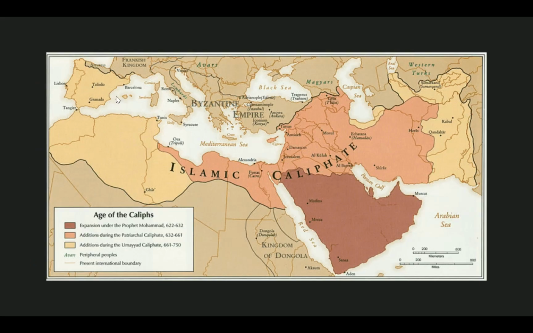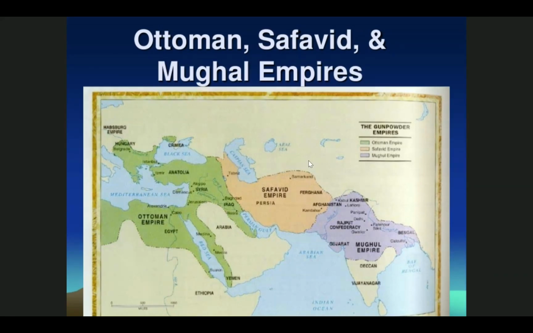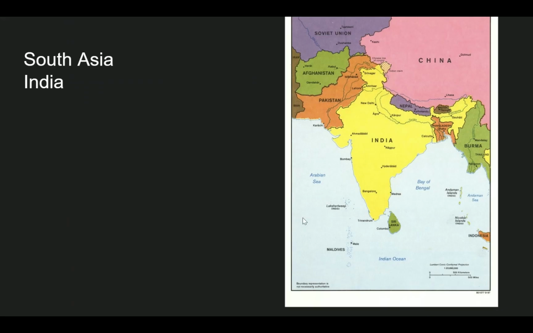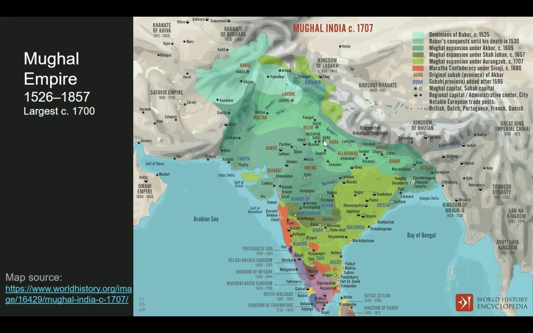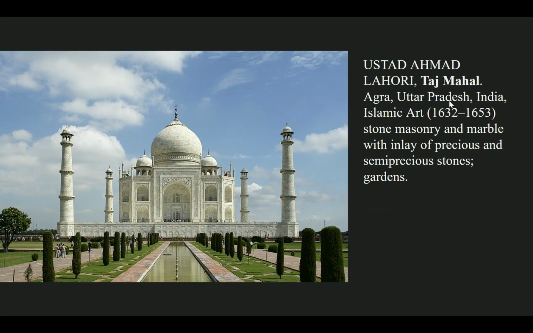So the Islamic Caliphate, the Islamic world, spread very quickly. And we are going to begin in South Asia, India, in Agra. So we're looking under the Mughal Empire, 1526 to 1857, at its height and largest circa 1700. And we are looking at the Taj Mahal.